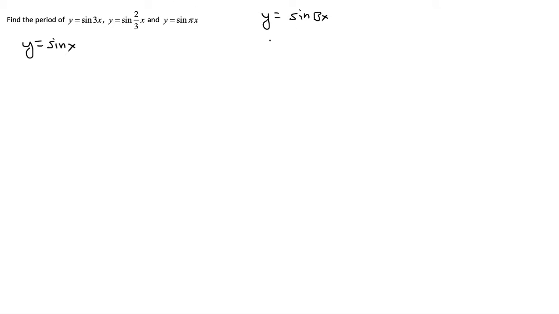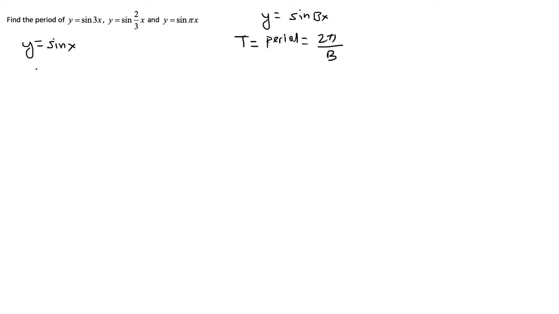Now you have to be a little bit careful. The period is 2 pi divided by b, and you want to remember this. We usually denote that by the capital letter T. So the period is 2 pi divided by whatever this coefficient of x is. So b does not represent the period. It's 2 pi divided by b.